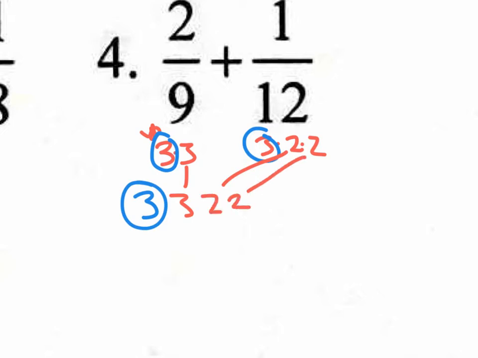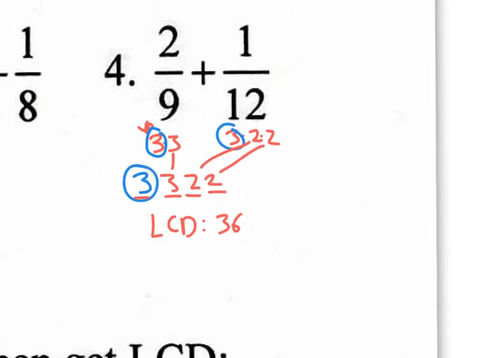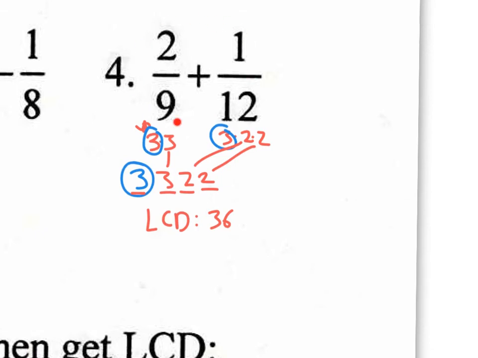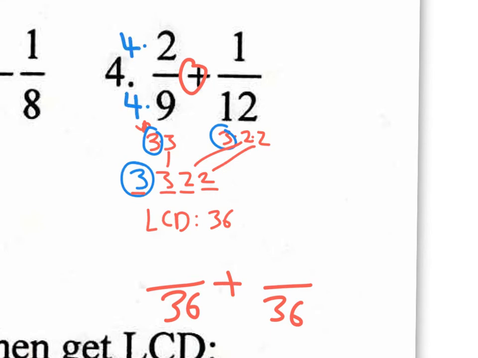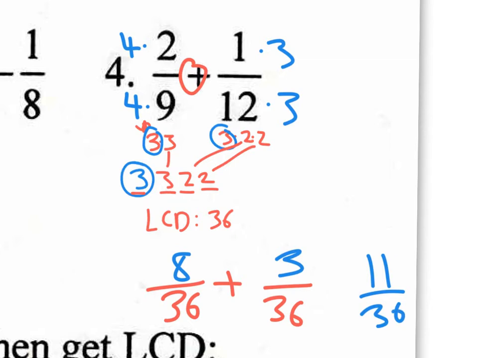So what's my LCD going to be? 3 times 3 is 9, times 2 is 18, times 2 is 36. So my LCD is 36. Now that's not the answer. That's just telling us that if I wanted to rewrite these two fractions with the LCD, I need to change them both to 36. So I have a 36 down here, a 36 over here. There's a plus sign right in between them. And I change the 9 to a 36 by multiplying by 4. Multiply by 4, I'll get 8 up here. The 12, it changes to 36 by multiplying by 3. Multiply by 3, you get a 3 up here. And now you'll be able to go 8 plus 3 is 11, and 11 over 36 is your final answer.